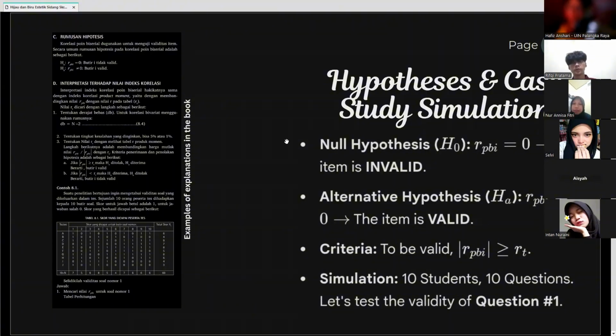Okay, now the hypothesis and case study simulation. Just like any statistical test, we have our hypothesis for item validity. Our null hypothesis states that the question is invalid. The alternative hypothesis states that the question is valid. The rule of thumb here is that the absolute value of our calculated r must be greater than or equal to the table r. If it is, the question is safe to use.